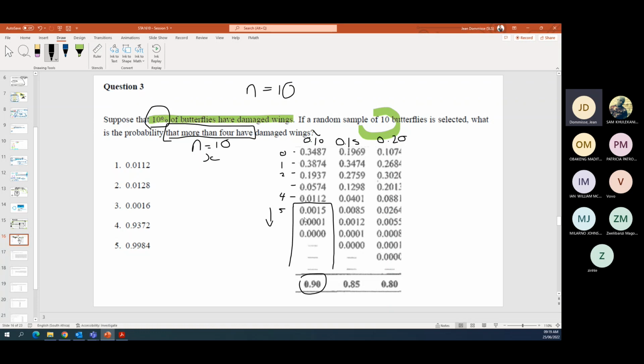So more than 4 is 5 and up. It is basically 0.015 plus the 0.001, and if we add those together, we get 0.0016, which is option 3. What they also do a lot is, if you misread it and only look for 4, you look at what that 4 is, and there would have been an option for you.